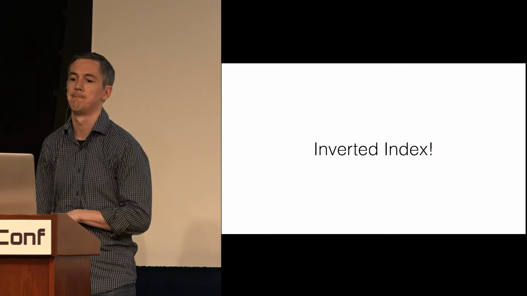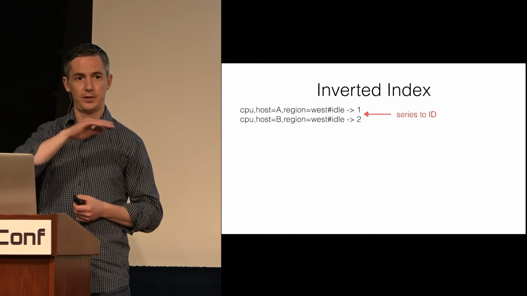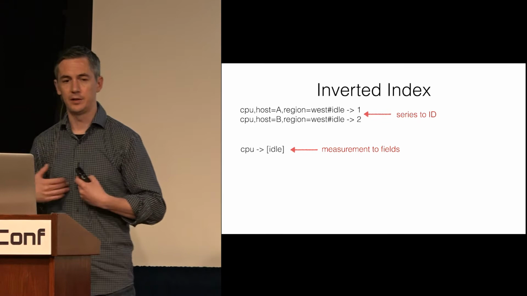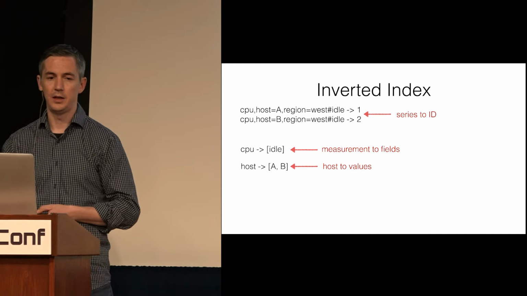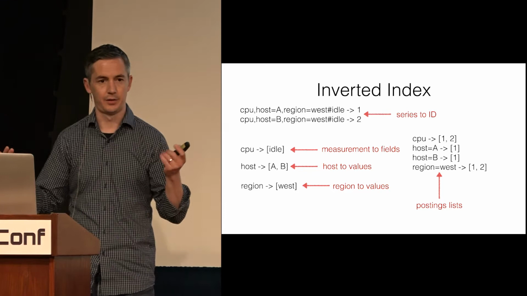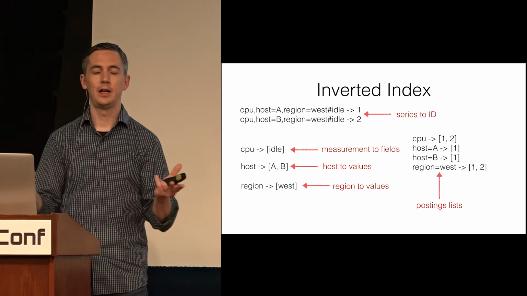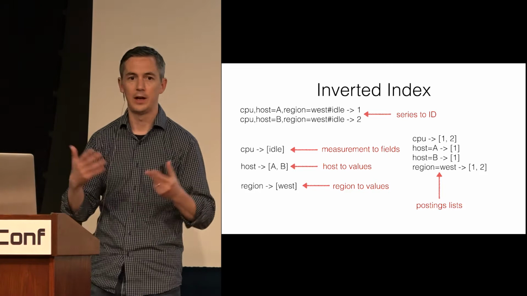So we use an inverted index. The way to look at it, for what we do right now for the in-memory index, is we have those series keys, which is that string, which maps to a unique ID. And we need to see what measurements have what fields, so we can map that later. We need to see for what hosts, what values we have: the tag key host and what unique values. For the region, what regions we have. And then we need to keep our posting lists: what IDs appear under the CPU measurement, what IDs appear under each tag key value pair. And then later, when you're querying the data, you can do things like unions and intersects to find out what are the list of series IDs that you need to work with.